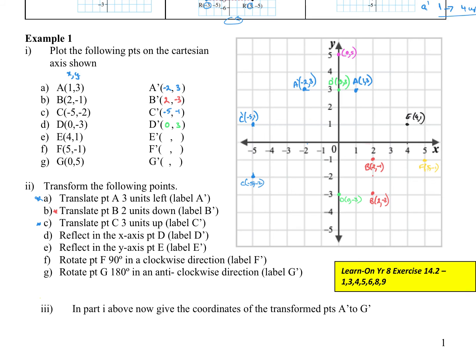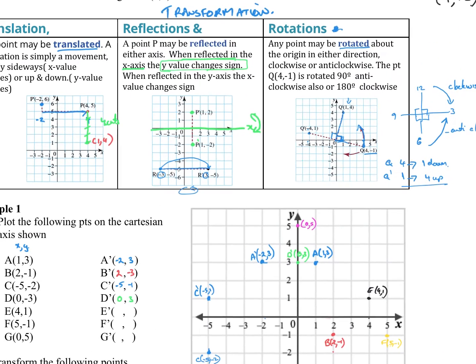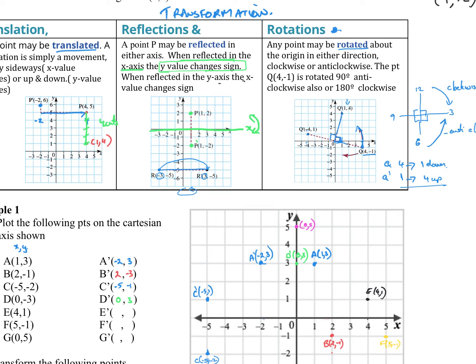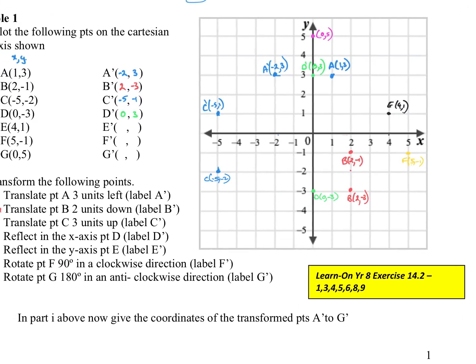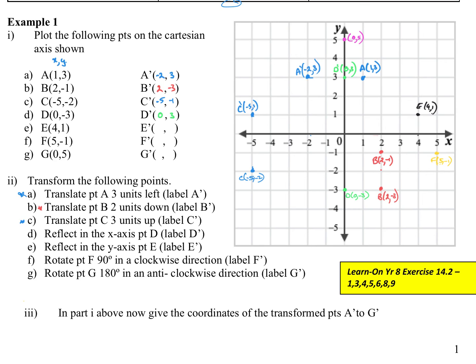And now we have to reflect in the y-axis the point E and label it E dashed. So what do we do if it's in the y-axis? When reflected in the y-axis, the x value changes sign. So let's change the sign on the x value. So instead of being at +4, I'm at -4, +1 over here. -4, +1. Okay, so there's my reflections in the x-axis and the y-axis.